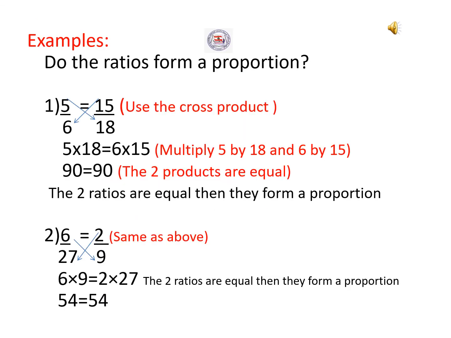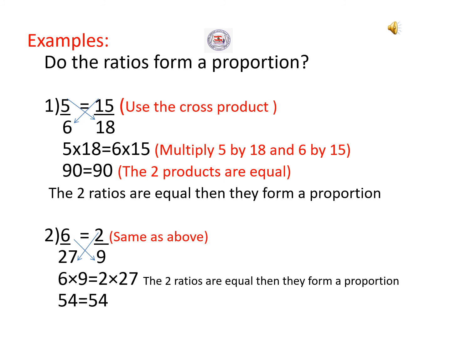Let's take two examples. The first example. Do the ratios form a proportion? 5 over 6 equals 15 over 18. First step, we write the two ratios as a proportion. We use the cross product. We multiply the numerator of the first fraction by the denominator of the second fraction and the numerator of the second fraction by the denominator of the first fraction.